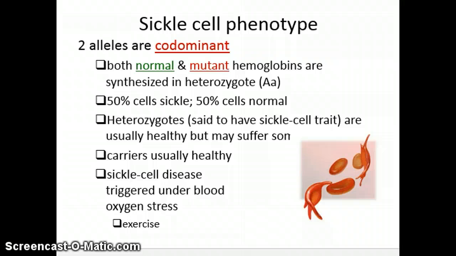The two alleles for sickle cell are codominant, which means they are both expressed. So you can have both normal and mutant hemoglobin at the same time being made in a heterozygote individual, so someone with both the dominant and recessive. So the sickle cell trait is recessive, but if you're heterozygous for it, you will appear to be somewhat normal. But you do have, because they're codominant, a person does have a little bit of the symptoms of sickle cell anemia.